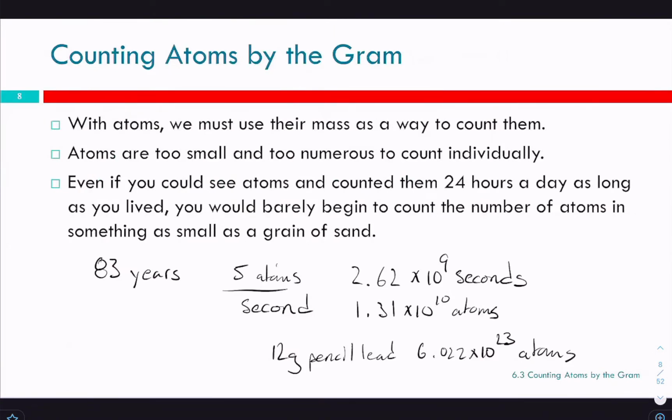So we can do the same thing with atoms. And I did this math here real quick, but for atoms, there's no way that we can actually count them individually because they are so tiny. I did this math that if you counted atoms every single day, 24/7, for 83 years, you would be able to count 1.31 times 10 to the 10 atoms. And that is 10 raised to the 10 times less than there are atoms in a single mole.